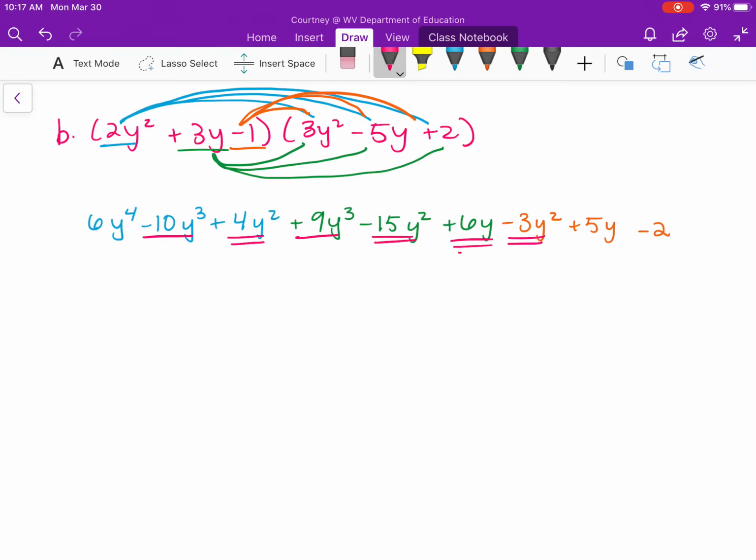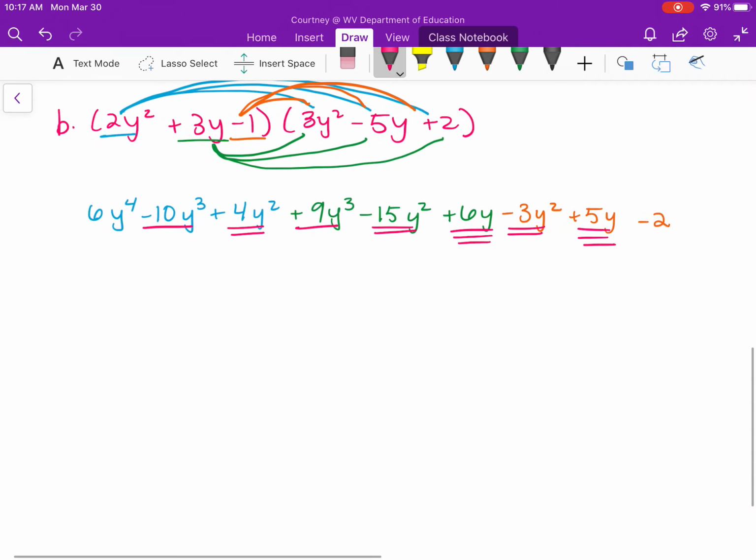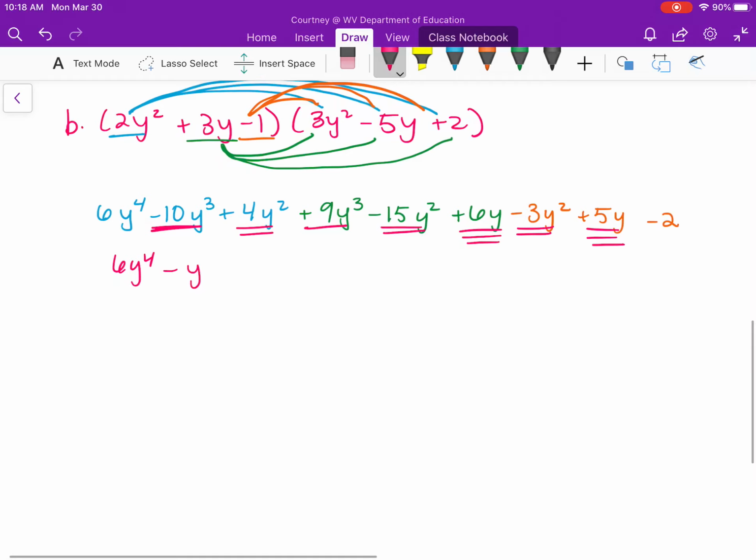Then our regular y's right here and right here. Sorry, that's supposed to be a regular y. I had to change that. My fault. Okay, so 6y to the 4th just stays the same. Let's do our cubes. We have negative 10 and 9. So negative 10 plus 9 is negative 1, so just negative y cubed. If you want to mark them off as you go, you can do that.